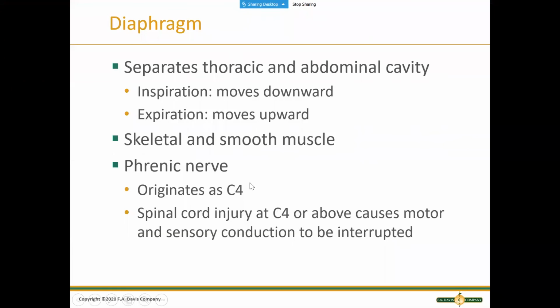But the phrenic nerve originates at C4, innervates the diaphragm. For trauma nursing, just a weird little factoid that is always on the trauma nursing exams.